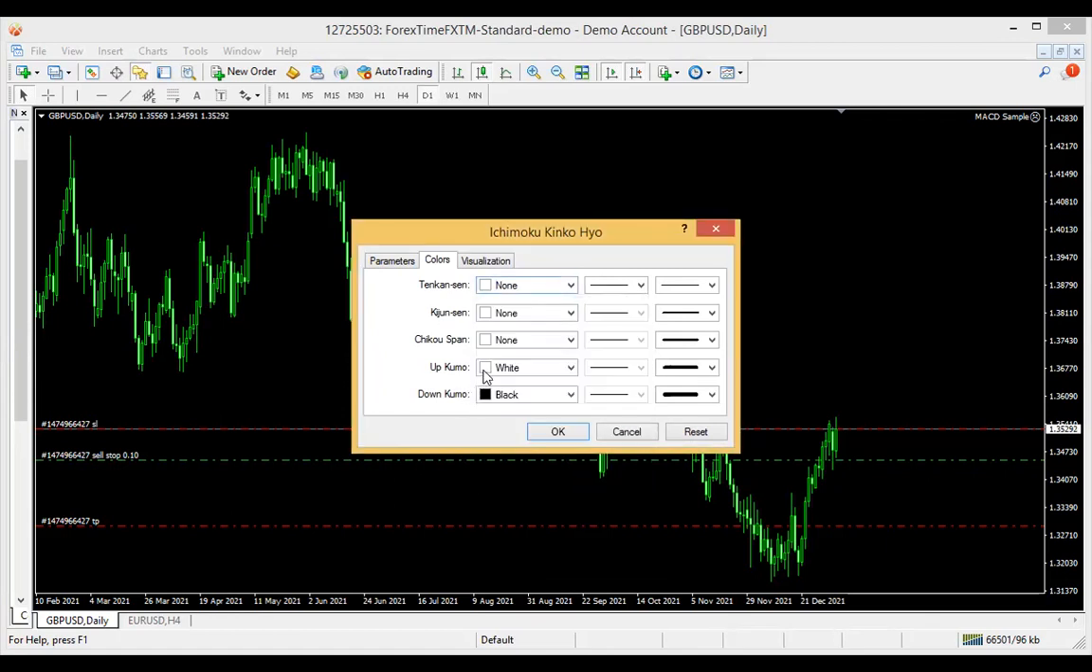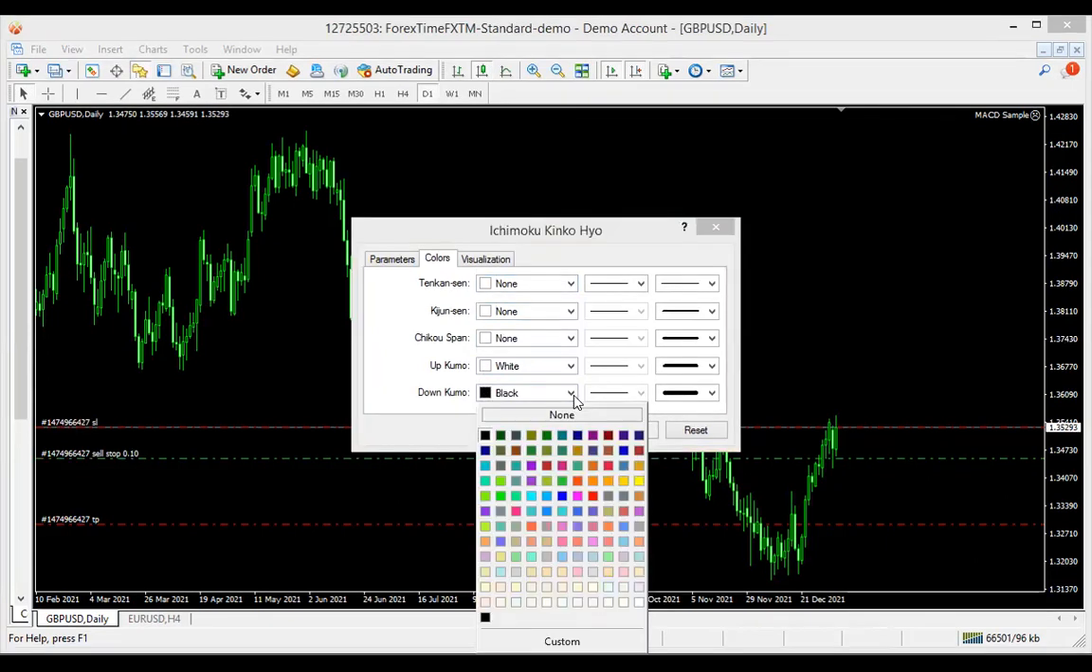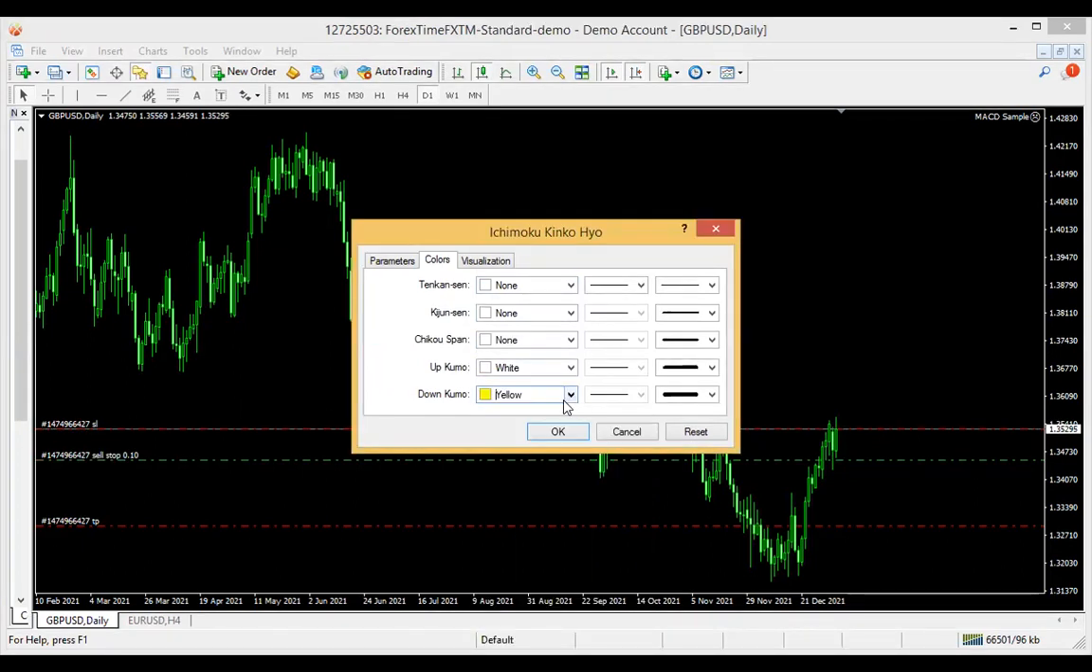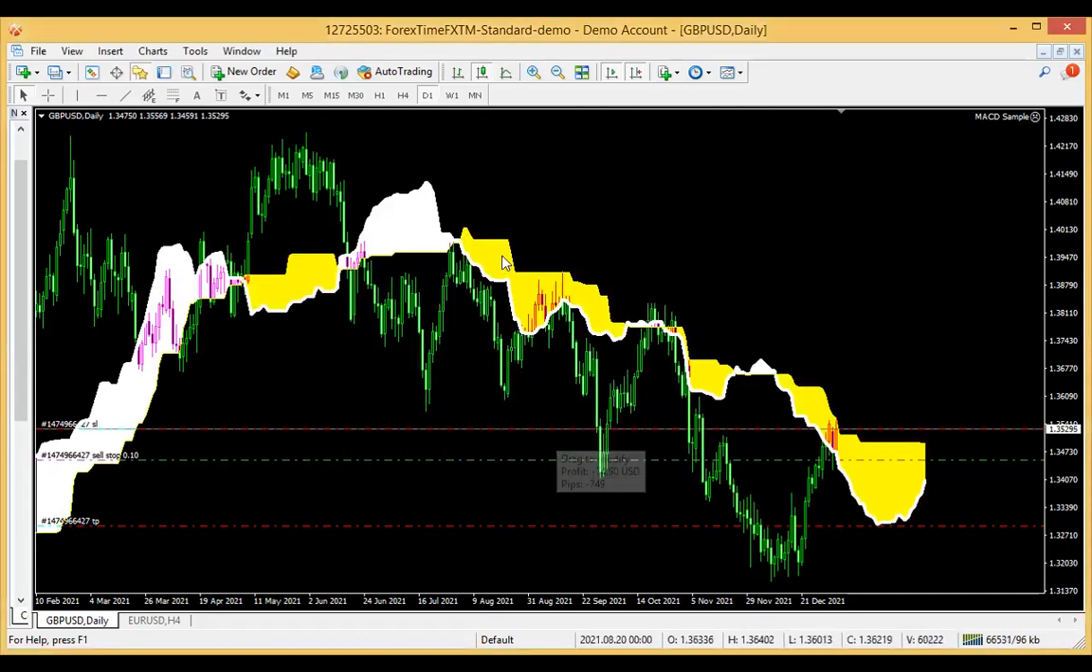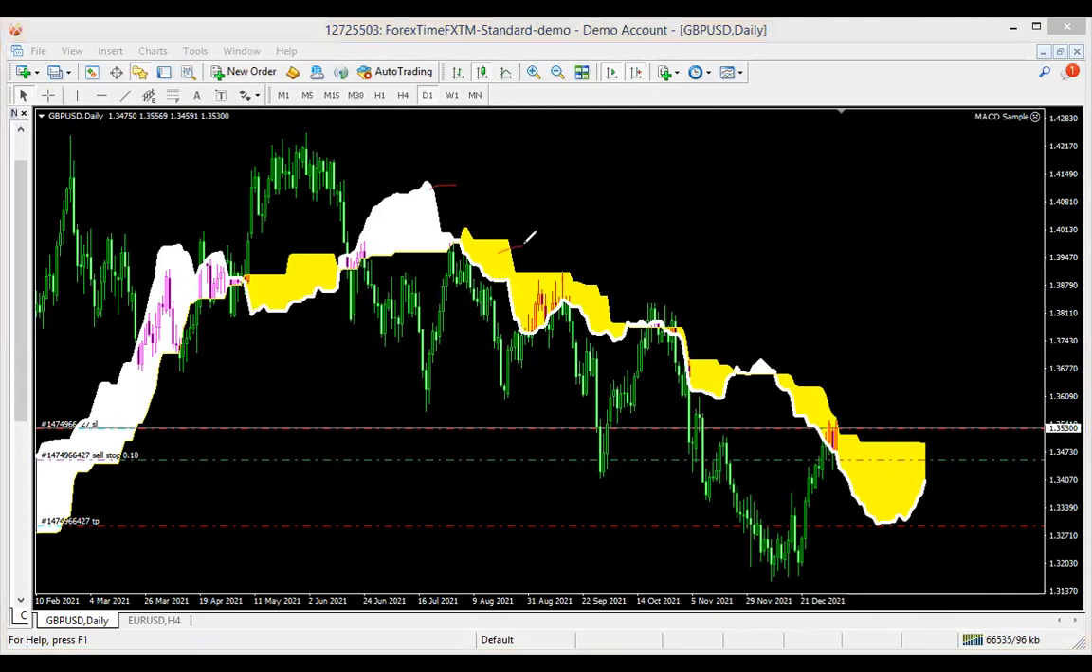This is the cloud. The up Kuma is a buying cloud, while the down Kuma, which should be yellow, is a selling cloud. Okay, this is it. I'm going to use this one now. If the price is below the cloud, this yellow and white, these are the cloud. This one represents the selling cloud, while this one represents the buying cloud.